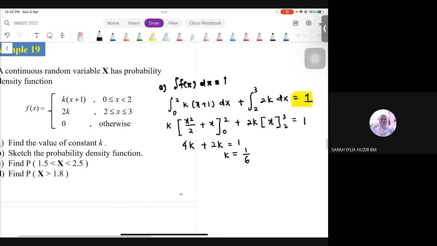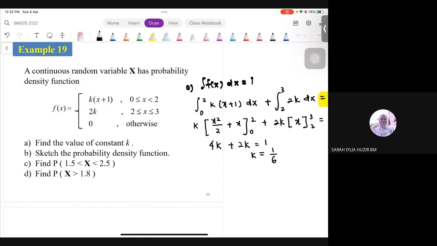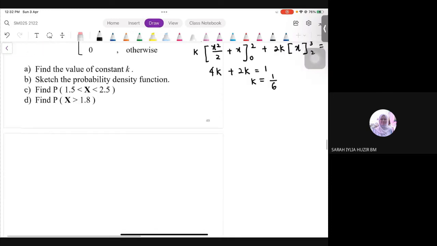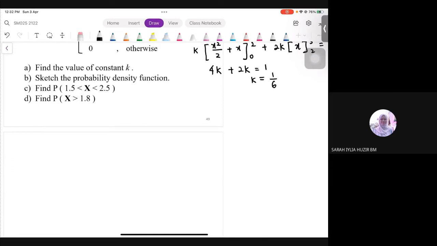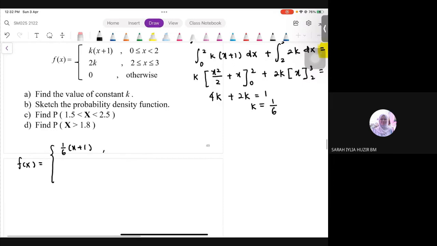Okay, settle. Next one, we have to sketch the probability density function. Okay, so in order to sketch the function, let's rewrite back the piecewise function after we obtain the value k. So if I rewrite this back, this is actually for the first one is 1 over 6 times x plus 1. That is from 0 up to 2. And then next one is 2k. So 2 over 6 is 1 over 3. That is from 2 up to 3. And we have 0 otherwise.